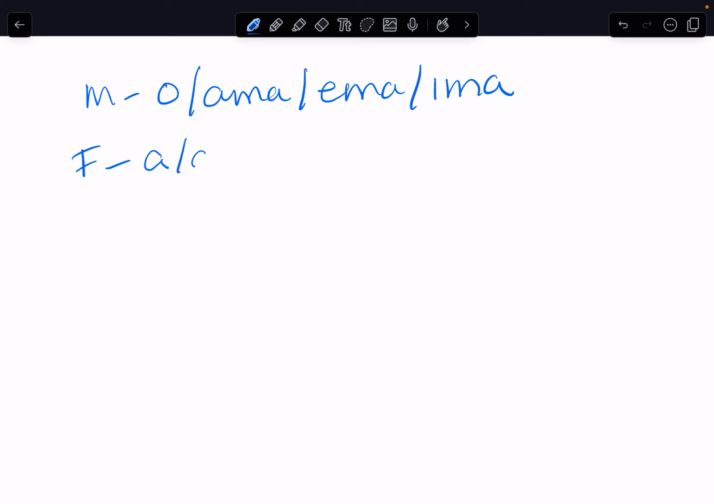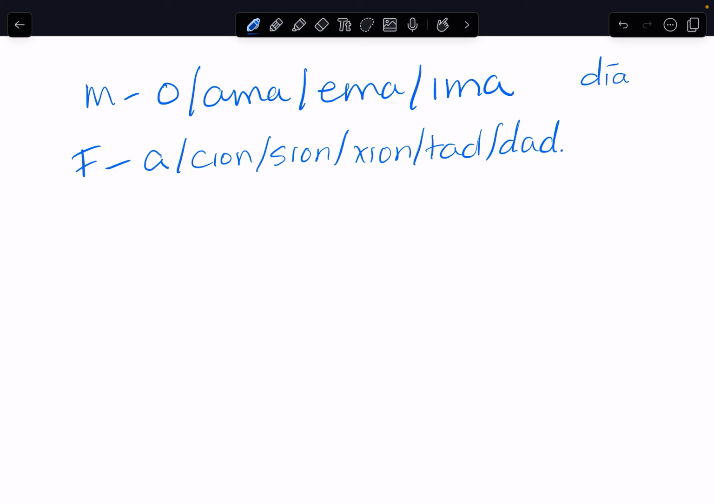It ends in sión, dad, or tad. Okay? So that's how you can tell the difference between if it's masculine or feminine. There are always exceptions to each rule. For example, you have the word día that ends in an A, but it's actually masculine. And this is one of the first exceptions that you learn. And the rest of the exceptions you are learning as you go.